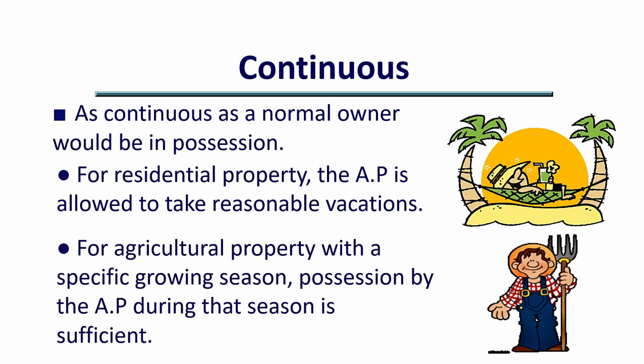Likewise, if the property is agricultural and it has a specific growing season, if an adverse possessor comes on the property and cultivates the land and grows some crops during that season, that's sufficient for it to be continuous possession. So in other words, we look at the type of property and say, how continuously would a typical owner be in possession of this property? And if the adverse possessor can approximately match that degree of continuity, the adverse possessor will satisfy the continuous requirement.